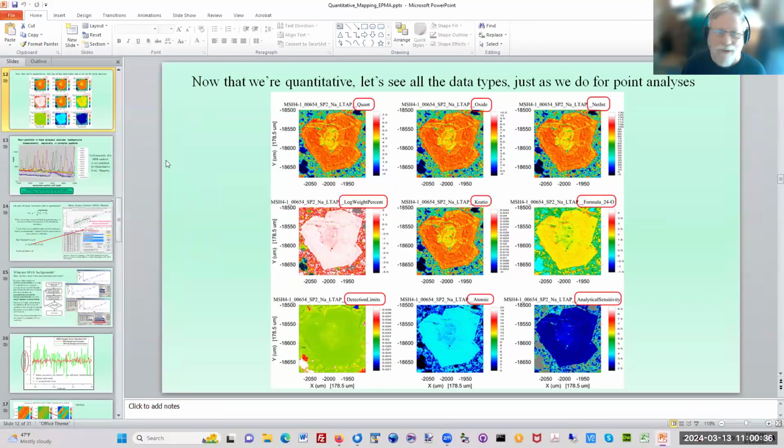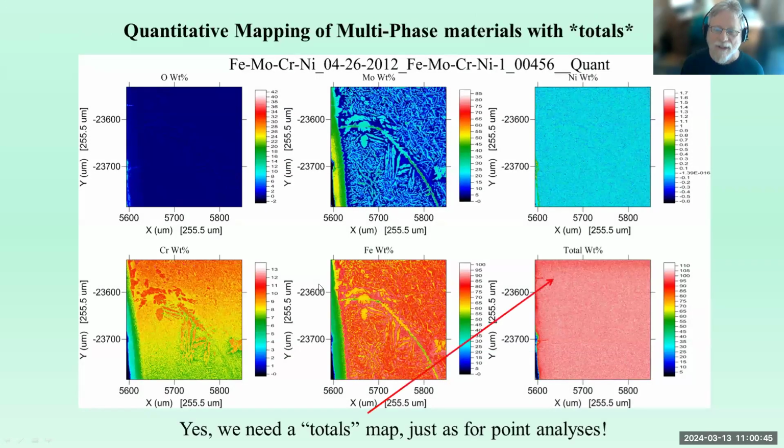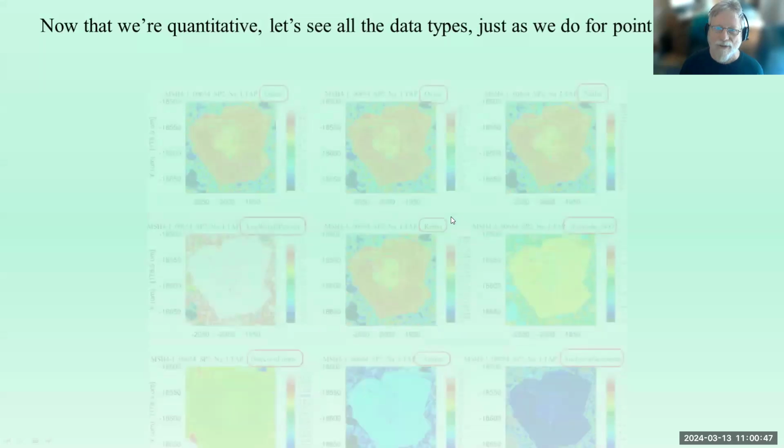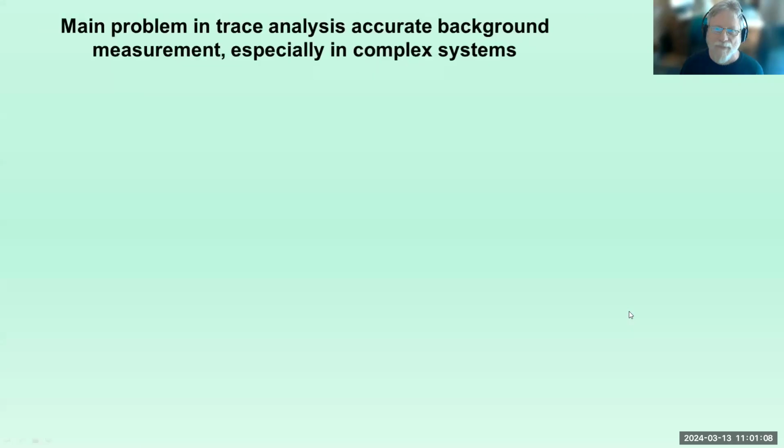All right. So I think we were on this slide here. Just to make the point again, once we have quantified our maps, as you saw previously, and we have a total, we can also now calculate all the data types for that raw data map. We can obviously get our quant, we can get oxide, we can get net intensities, log weight percent. I'll show you an example there. We can get just K ratio intensities, we can get formulas, we can get detection limits, atomic fractions, and analytical sensitivities. And of course, we can even now get a TDI correction map, which I may show you briefly.